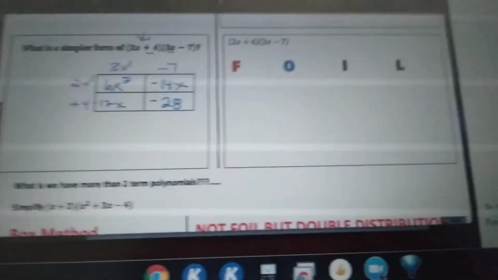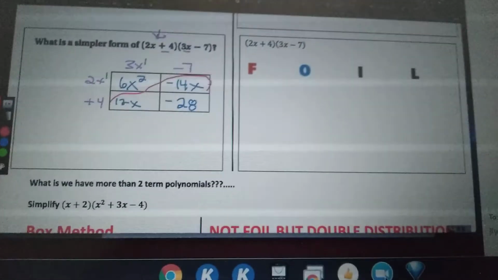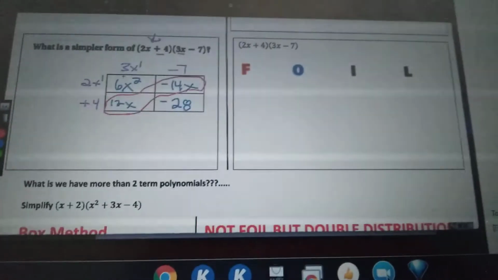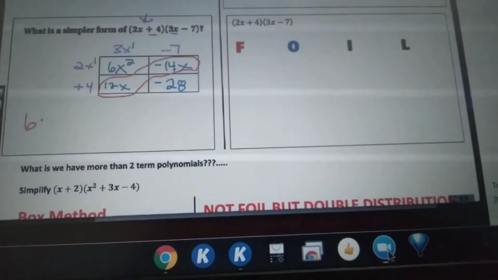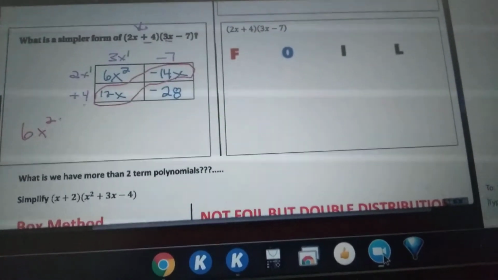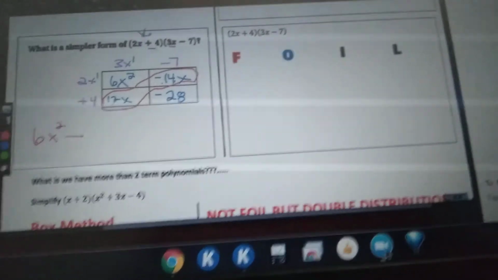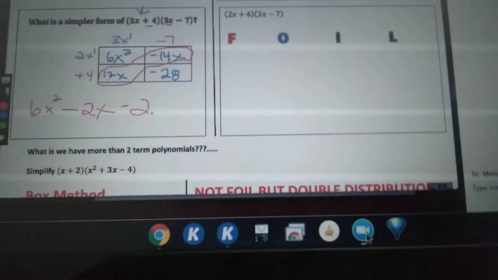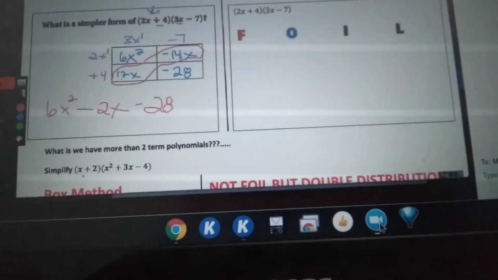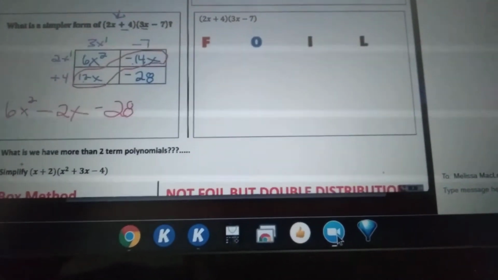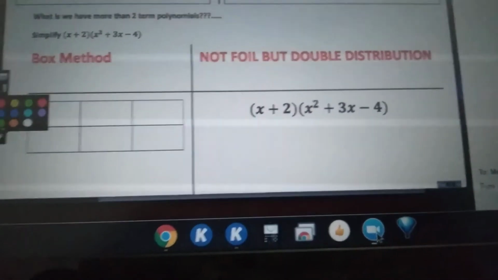Now, again, remember, your diagonal is the like terms. So I write the first box, 6x squared. And then I add 12 minus 14 is negative 2x. And then I just plop down the minus 28. Everyone good? Goody. Okay, hold on here.